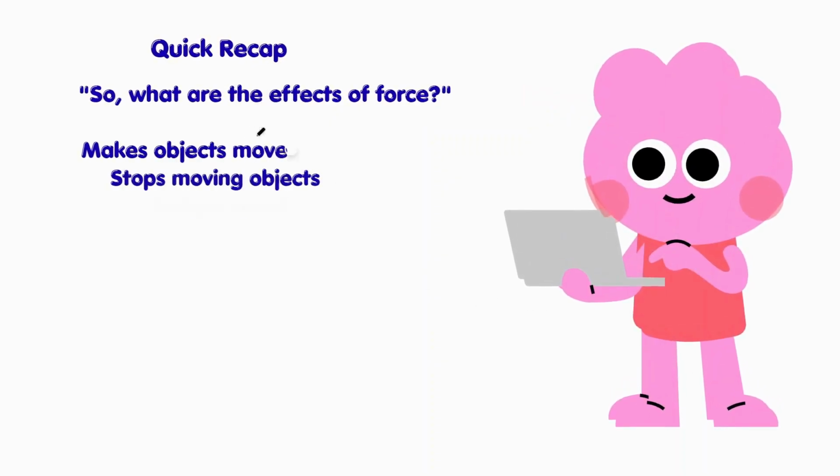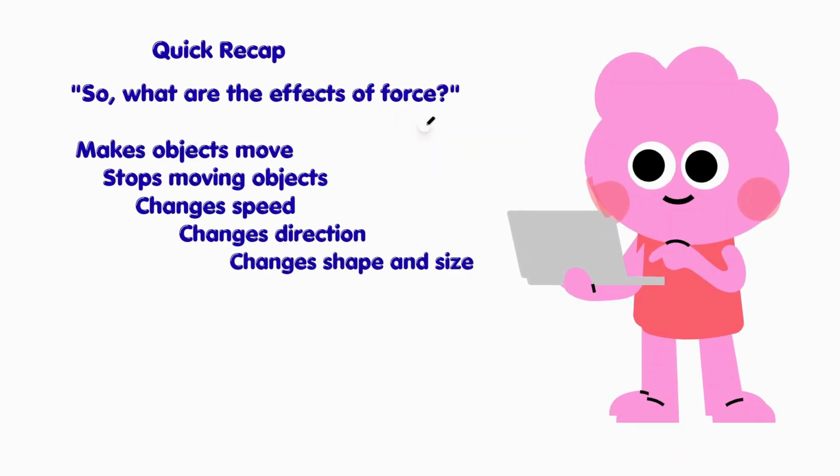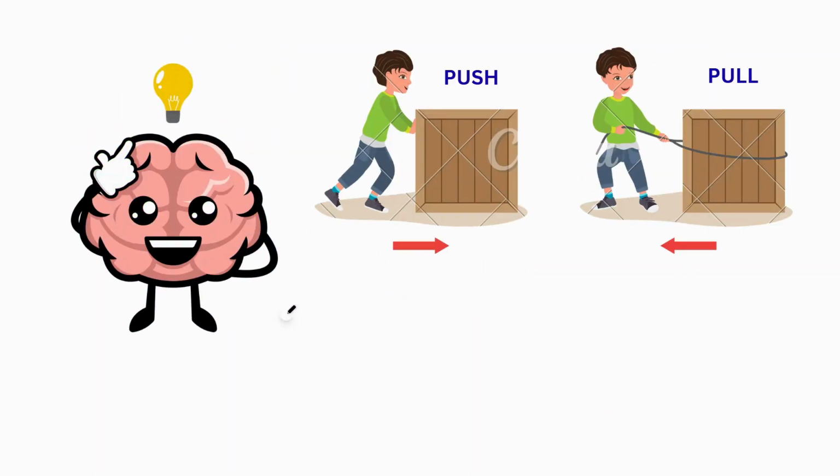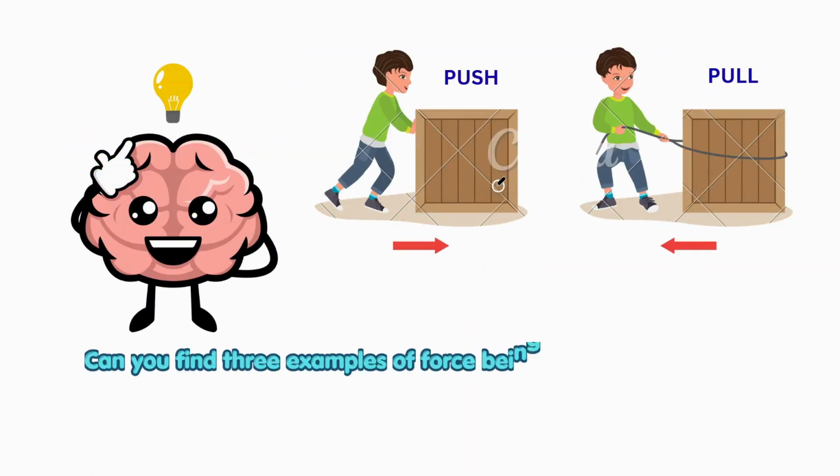So let's have a quick recap. What are the effects of force? Force makes things move. It can stop moving objects. It changes speed. It changes the direction of moving objects. It can change the shape and the size of the object. Remember, every time we push or pull something, a force is in action.